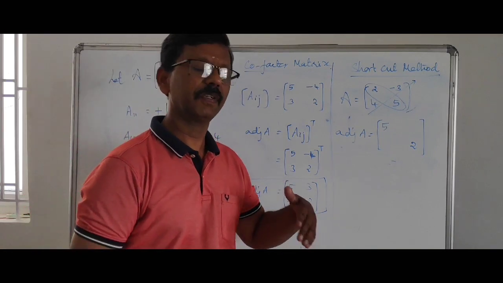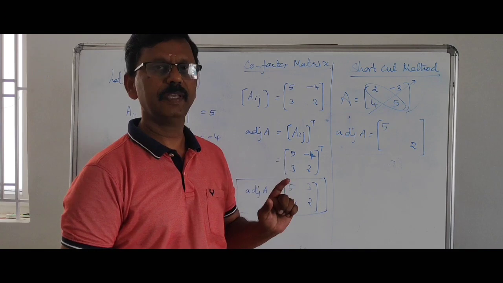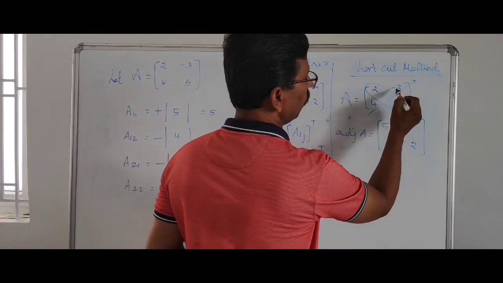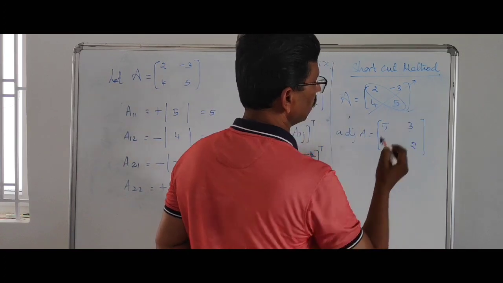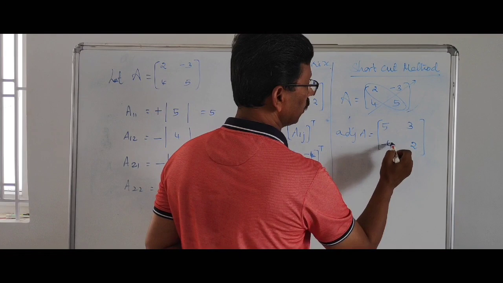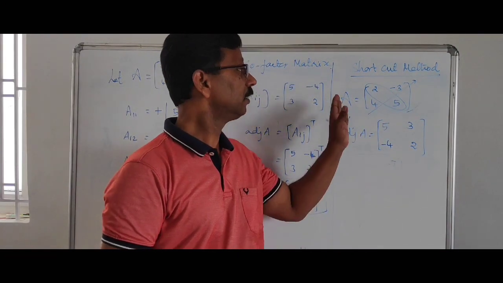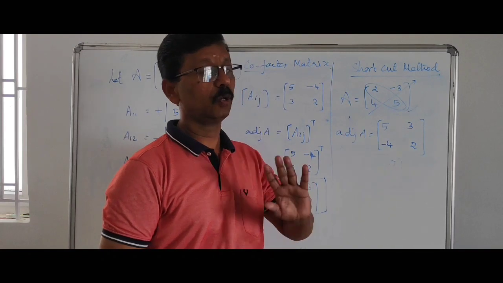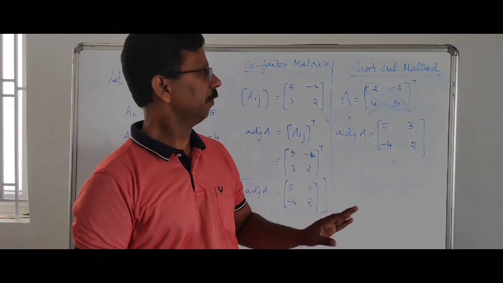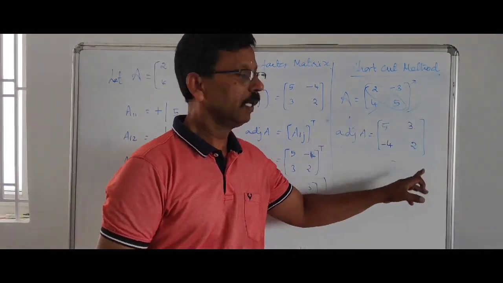After that, you just have to change the sign of the anti-diagonal elements. Now see here we have minus 3, therefore we write plus 3. Since it is plus 4, you have to write minus 4. In the anti-diagonal, you have to just change the sign, not the positions of the elements. You do not interchange the elements. Now we got the adjoint of this matrix A in no time. That is 5, 3, minus 4, 2.